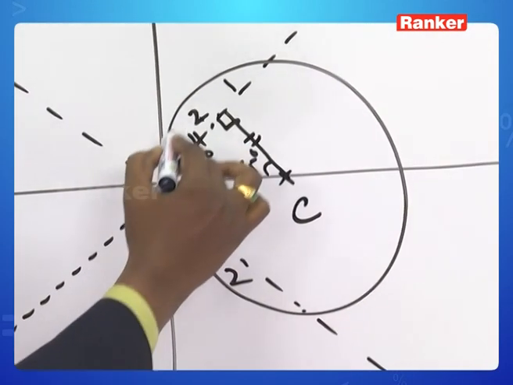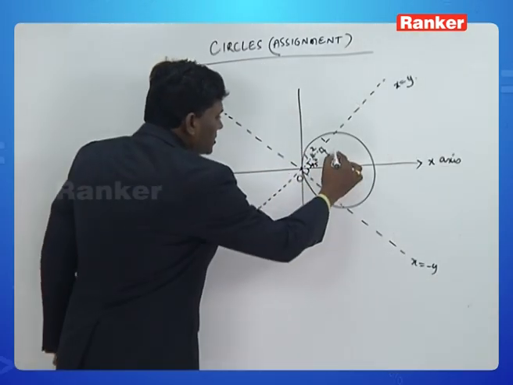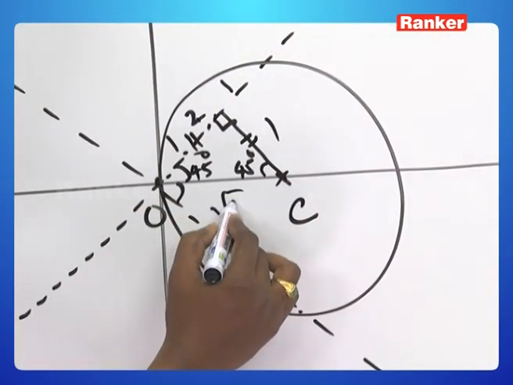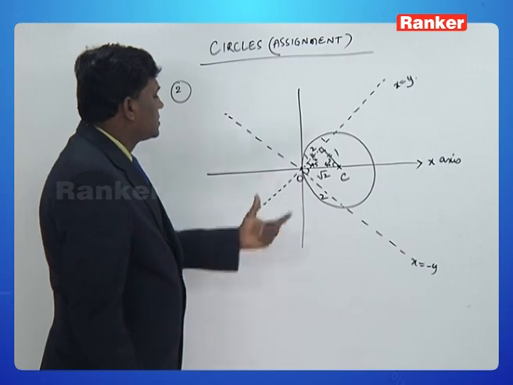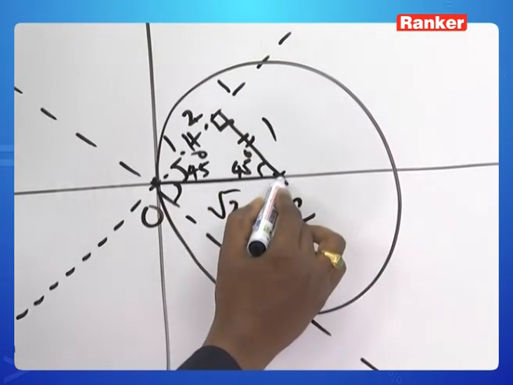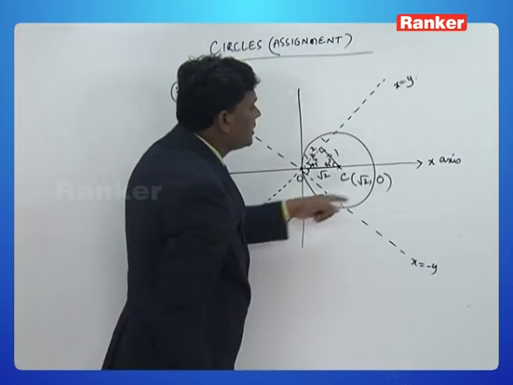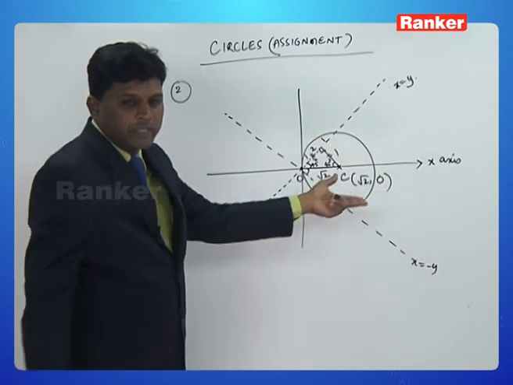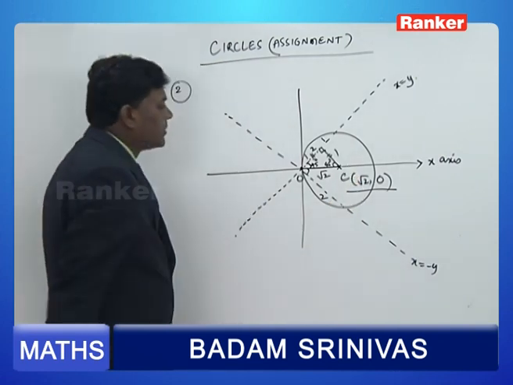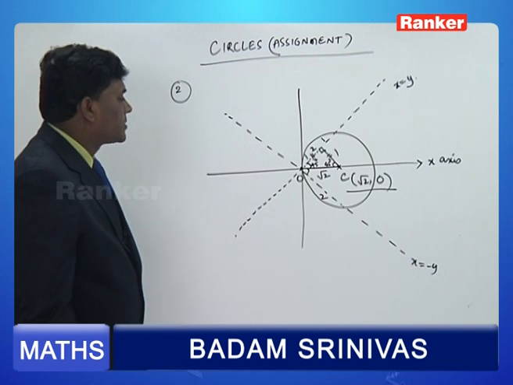That's why each part will be 1 and 1. So if this is 1, this is also 1. Applying the Pythagoras theorem, this OC length will be root 2. Since the OC length is root 2, this OC length will be the abscissa of this point and obviously the ordinate, because it lies on the x-axis, is taken as 0. So here the center of the circle is (root 2, 0) and the radius is root 2 units.